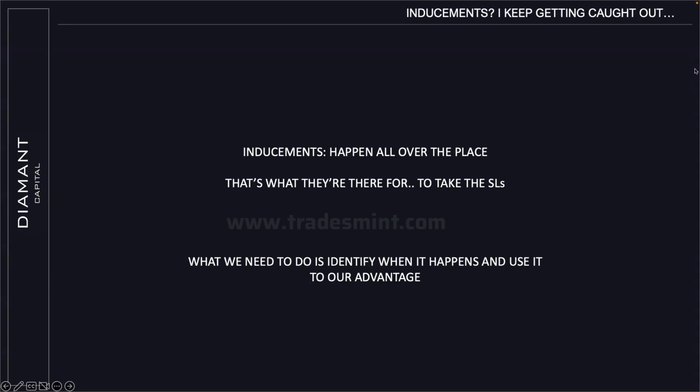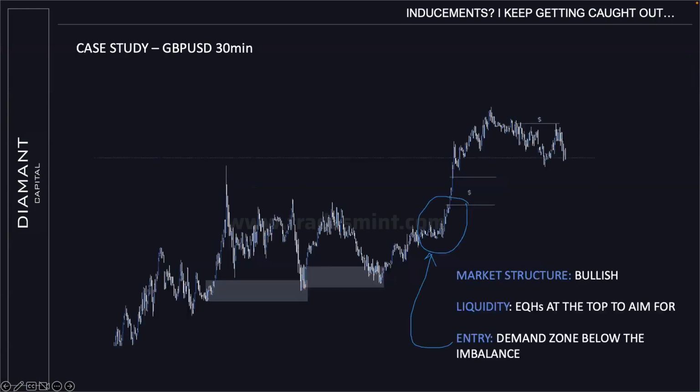So what we need to do is identify when it happens and actually use it to our advantage as well. But how can we actually do this? I'm going to explain it in this little case study here. We're going to be looking at GBP USD on a 30-minute chart.